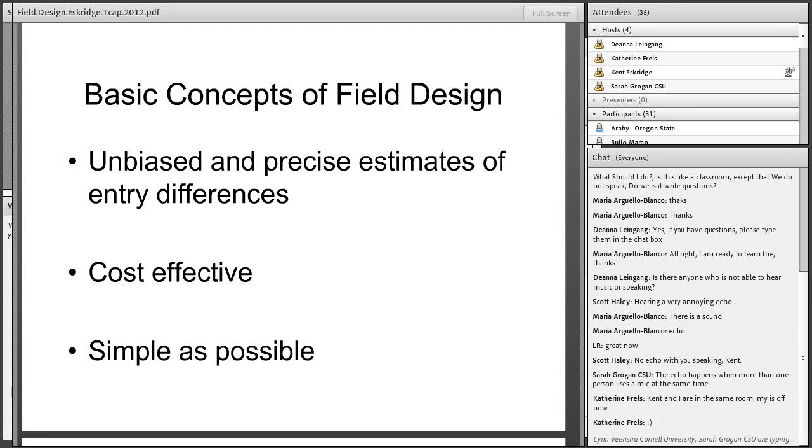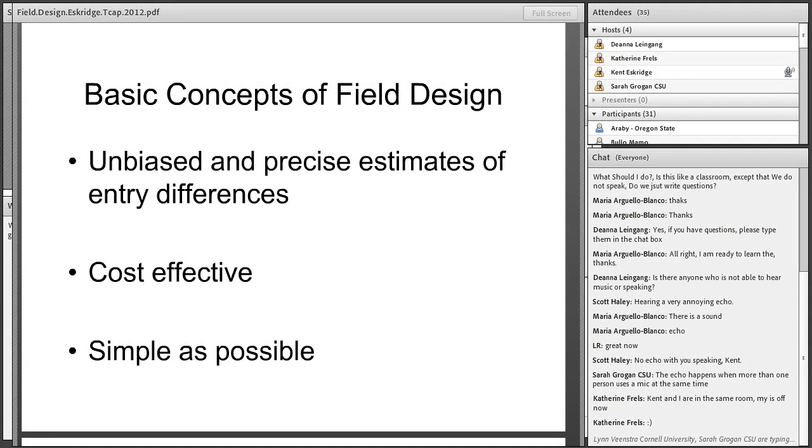Let's go back and review a little bit the concepts of field design, and the statistical side of it really. If you think of the major objectives of any kind of experimental design, what you want to produce are unbiased and precise estimates of the entry differences or the treatment differences. What you want to do is see if one is different from the other. Preferably one of them has higher yield and you choose that one.